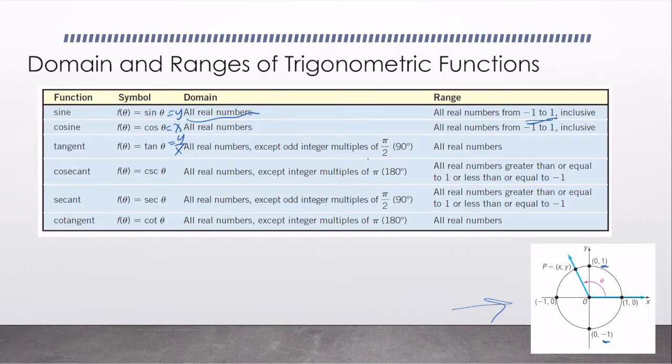So its domain is all real numbers except odd integer multiples of pi over 2. That's because at pi over 2, which is 90 degrees, and -3 pi over 2, which is positive 3 pi over 2, which is 270 degrees, we would be dividing by 0 because x is 0. Cosecant, 1 over y, is all real numbers except integer multiples of pi, and that's because at integer multiples of pi, like 2 pi or 0 or pi, y is equal to 0, so we'd be dividing by 0, which is undefined.